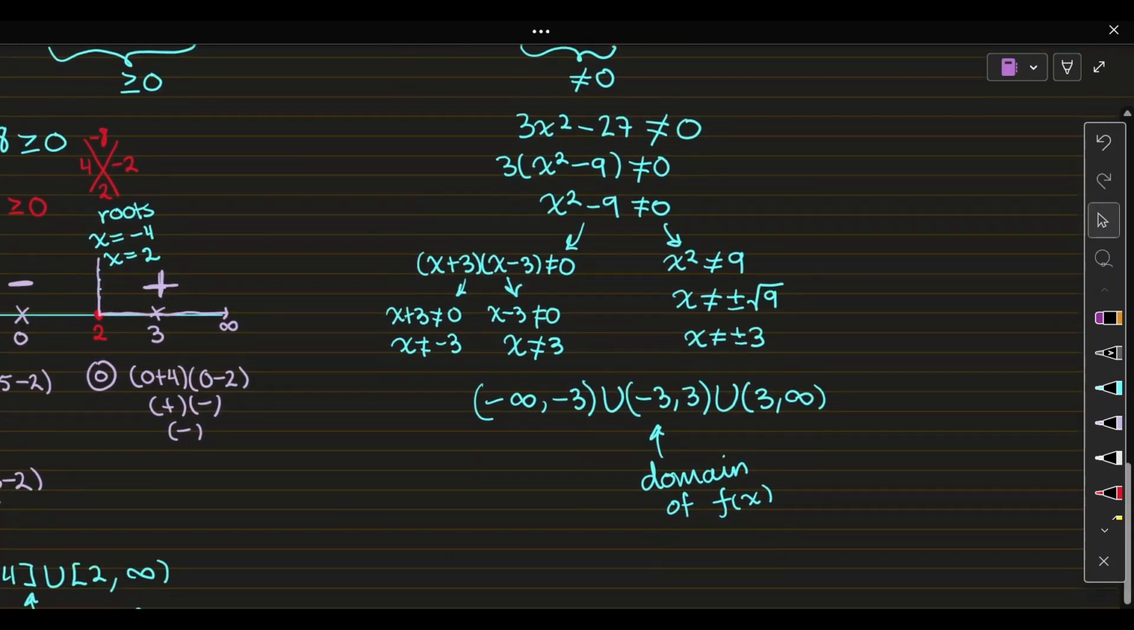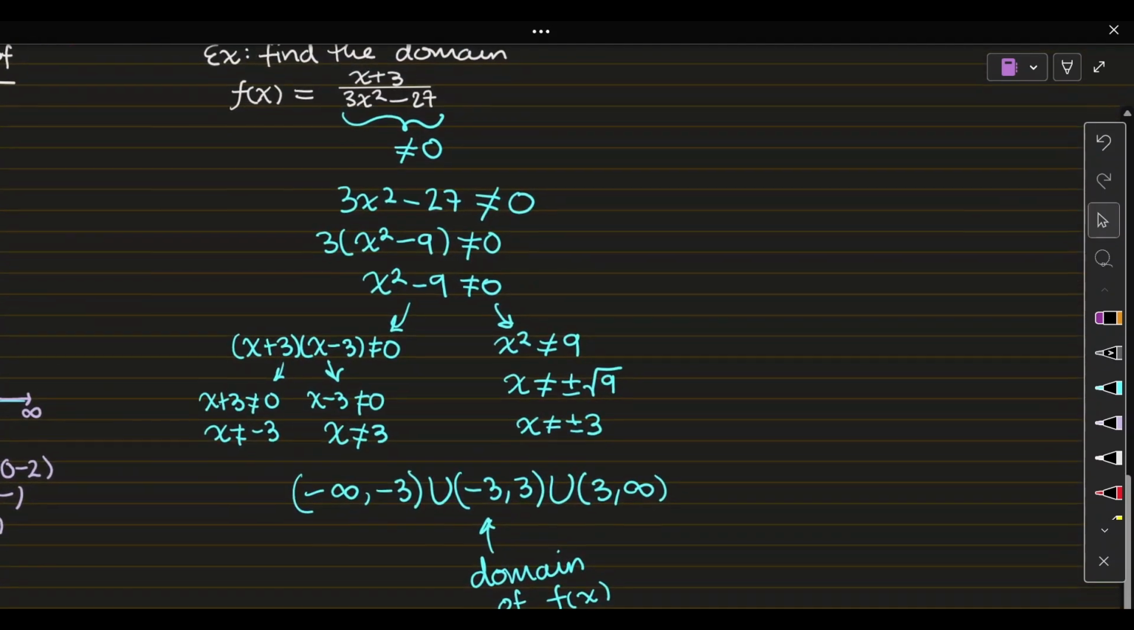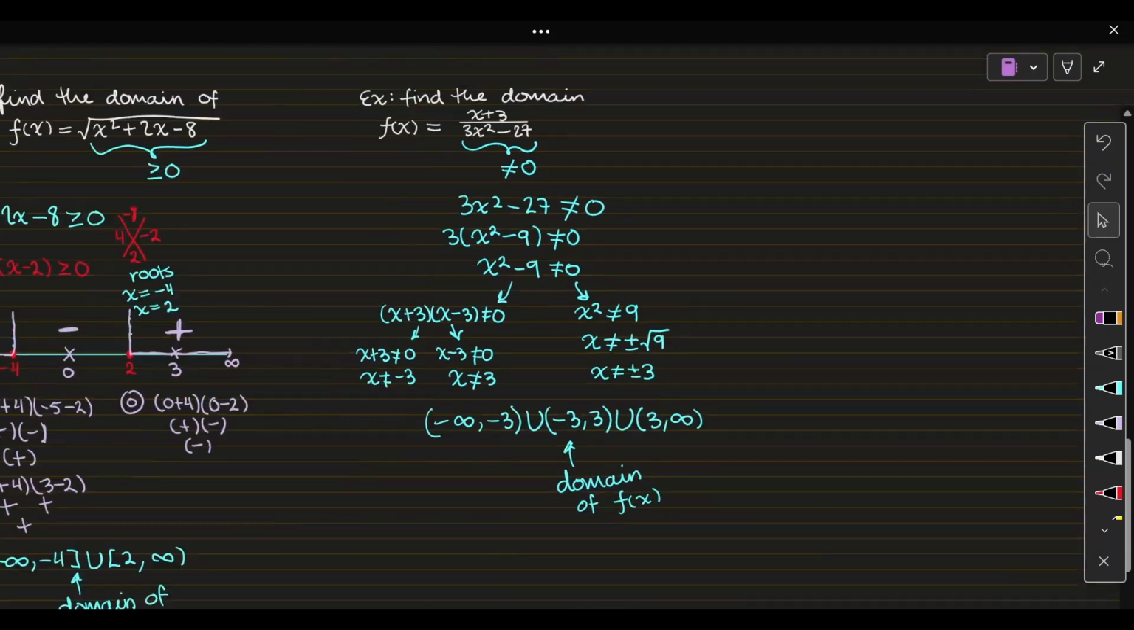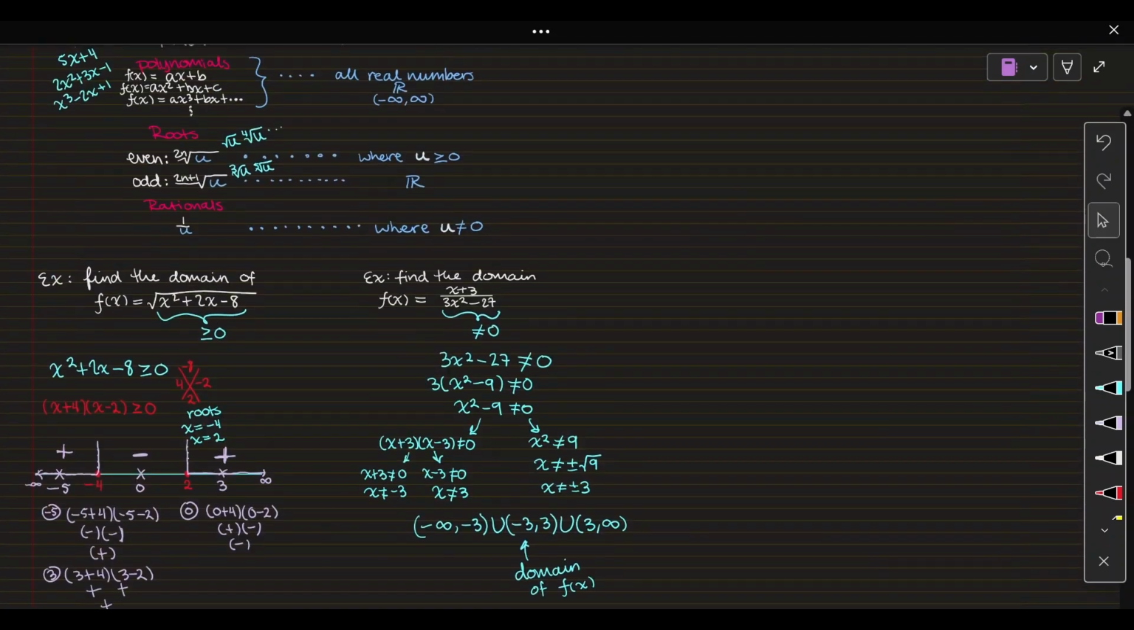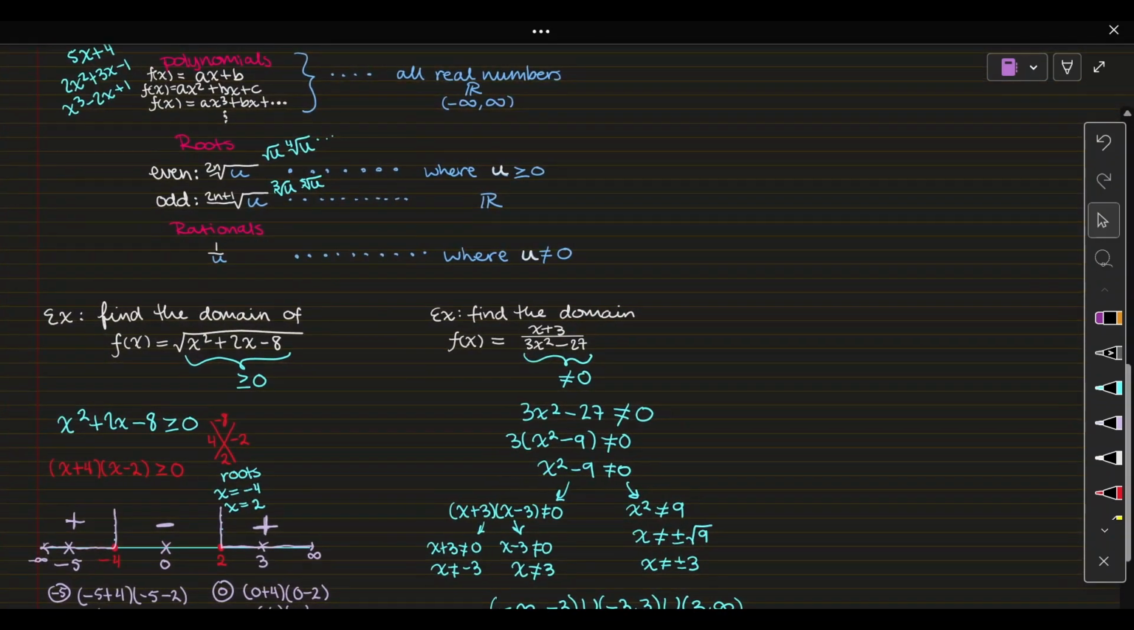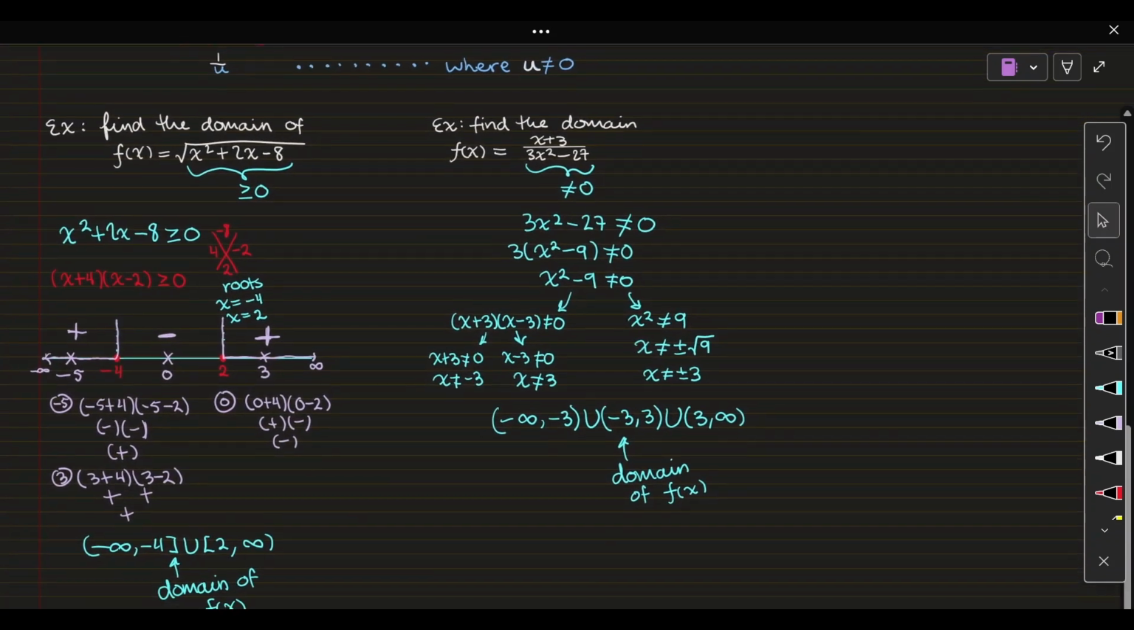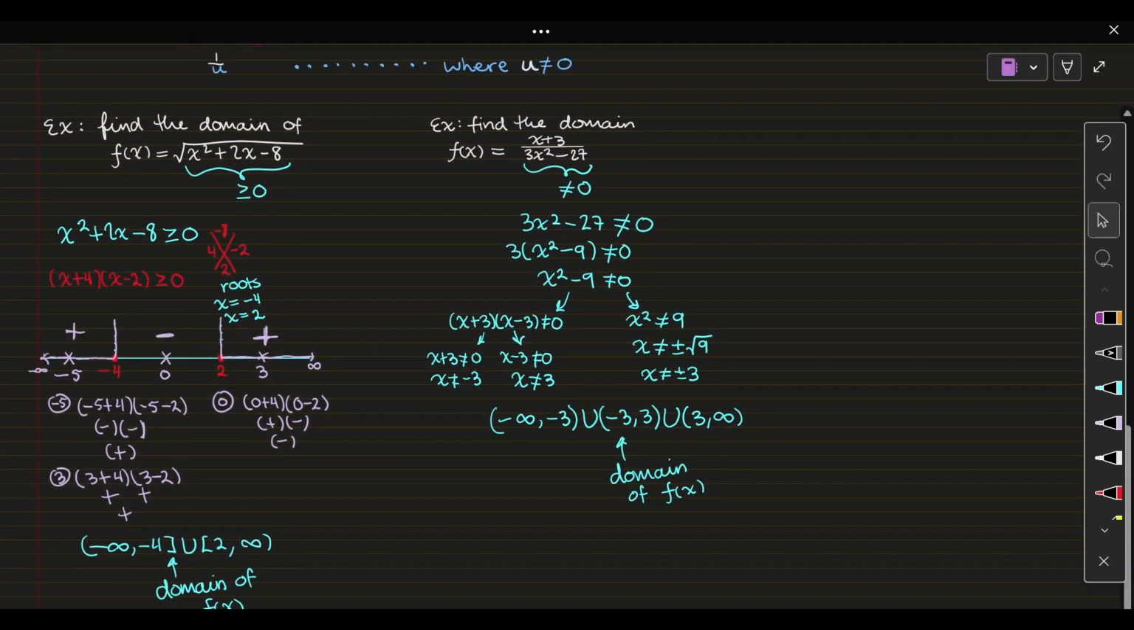Okay? Great, so we found the domain of f of x for this one. Pretty simple, just some factoring. And then I think that wraps up everything I have to say. This is kind of an introduction to functions, what they are, what they do, and what domain even means.